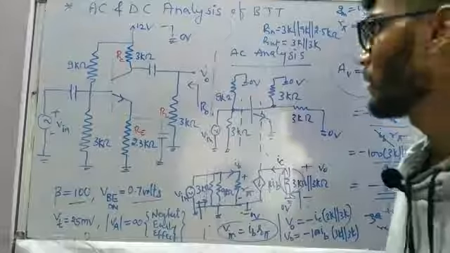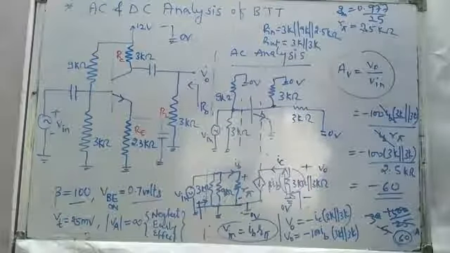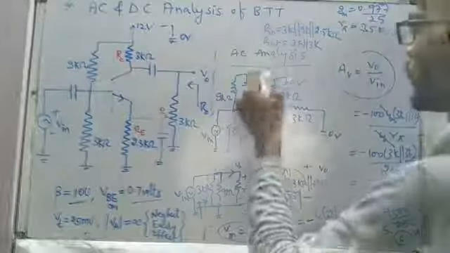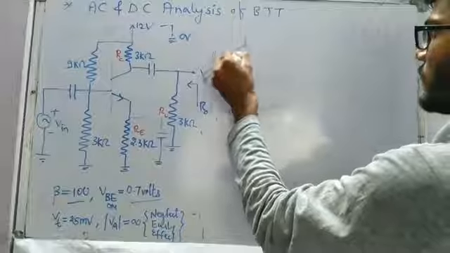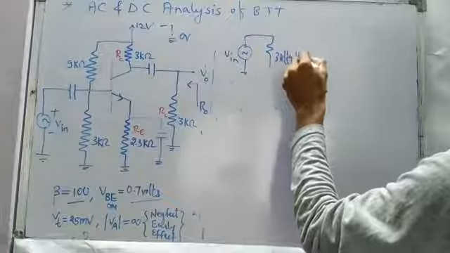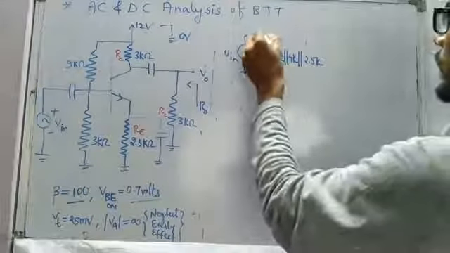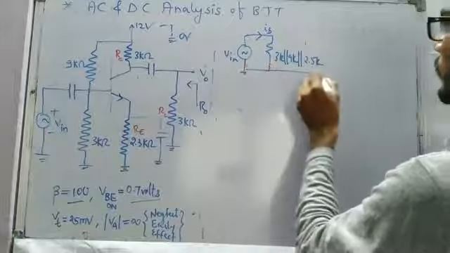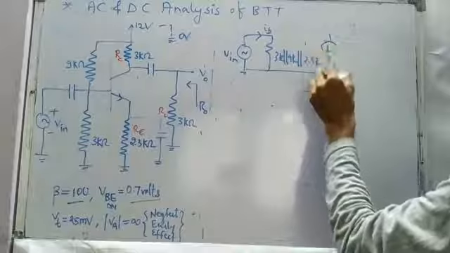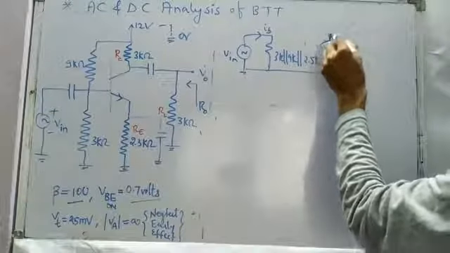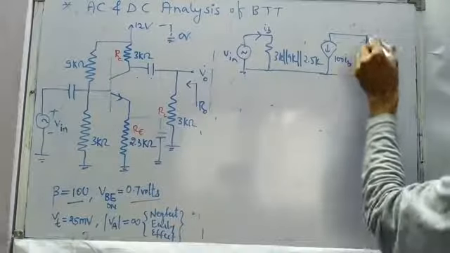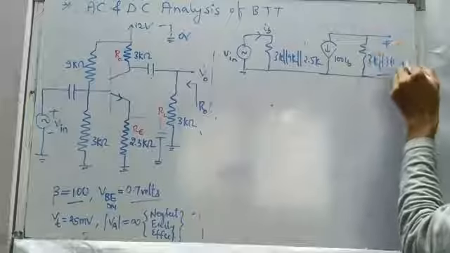We have calculated input and output resistance and voltage gain, and now we have to calculate the current gain as well as power gain. So we had our circuit like this, V in, and here it was 3K parallel 9K parallel 2.5K, and the current is IB, and here we have 100 IB, 3K parallel 3K, plus minus V naught.